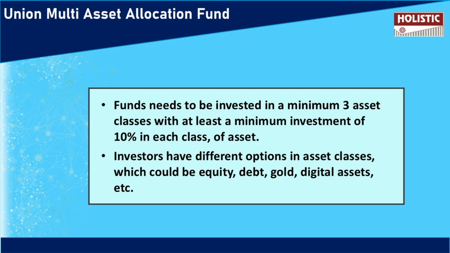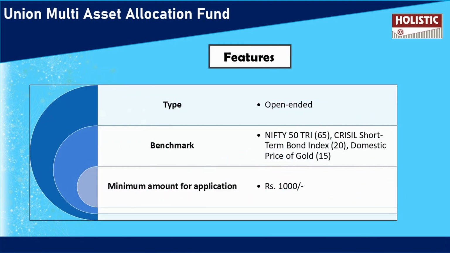As investors, you have different options in asset classes, which could be equity, debt, gold, digital assets, etc. Some of the key features of the Union Multi-Asset Allocation Fund NFO are: it is an open-ended fund, which has the benchmark index of Nifty 50 TRI, CRISIL short-term bond index and domestic price of gold. The minimum application amount needed for this NFO is 1000 rupees.